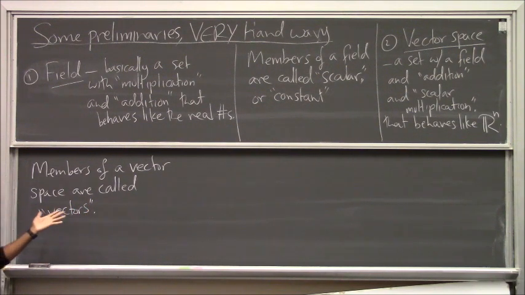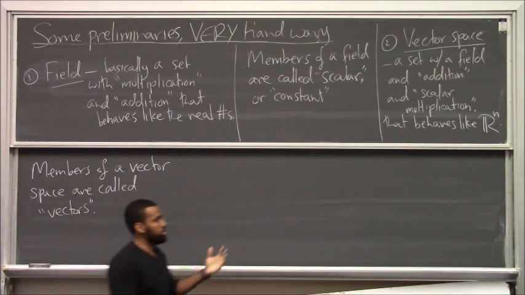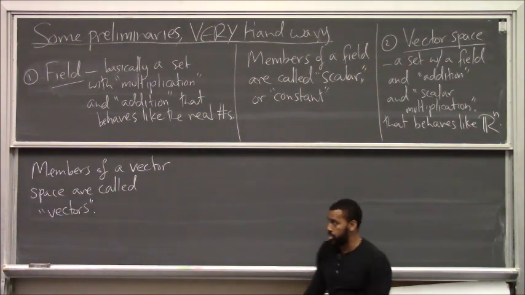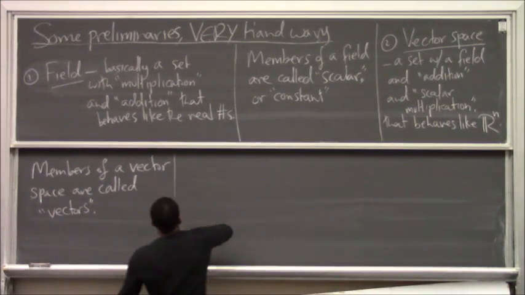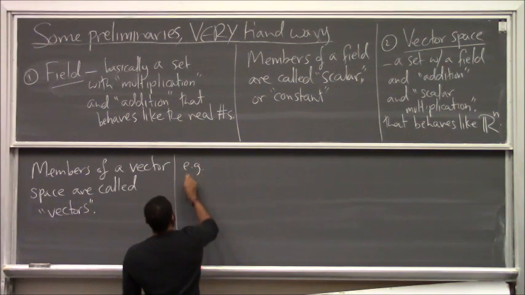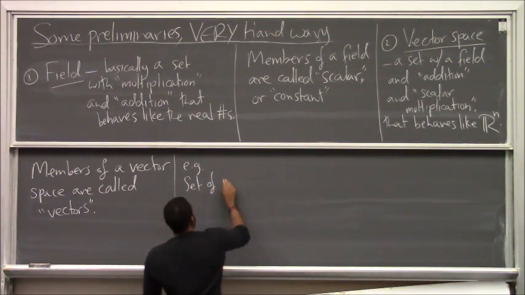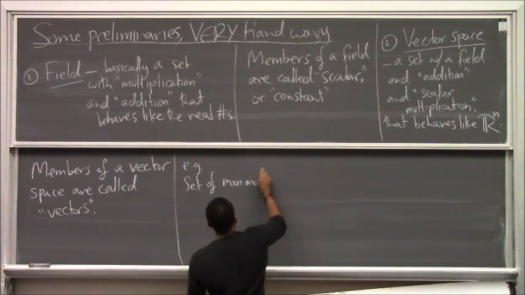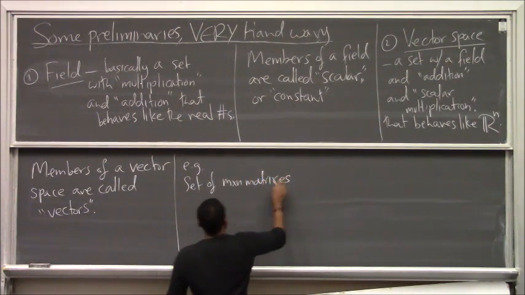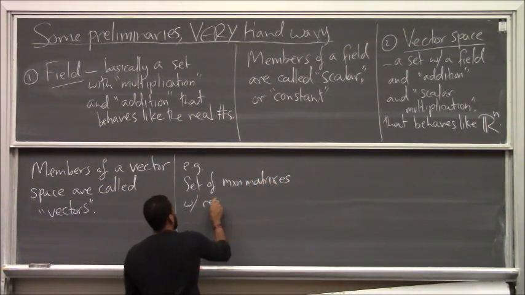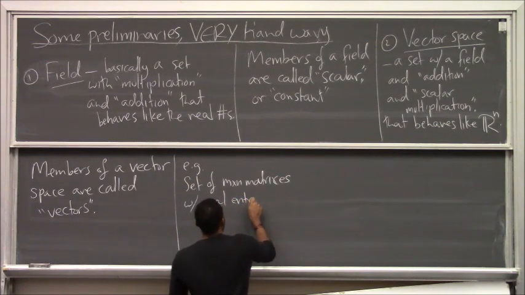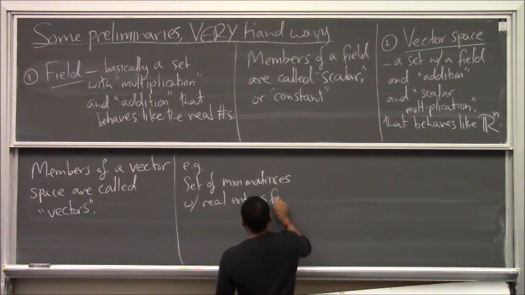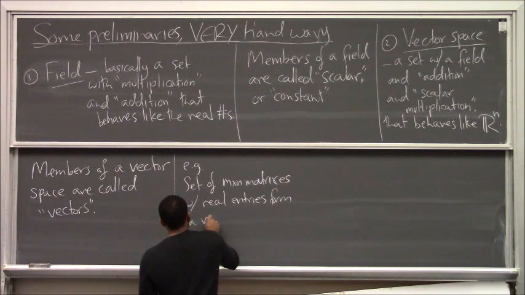Now, not vectors in the sense that you're probably used to, but they would have the same properties as vectors that you're used to. Some non-silly examples here: the set of n by n matrices with real entries form a vector space.